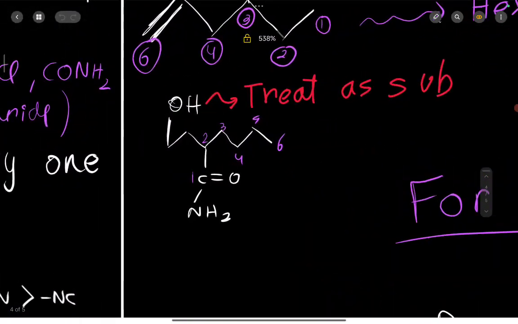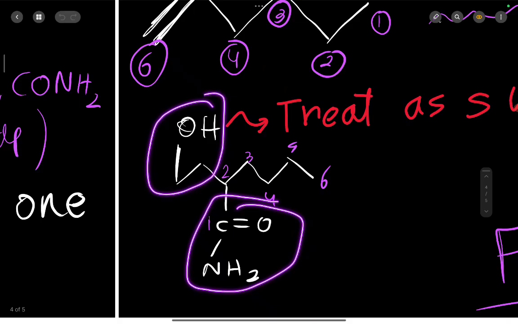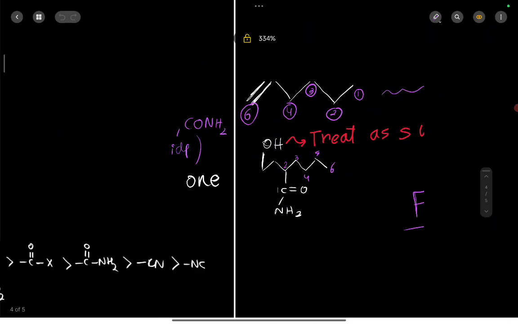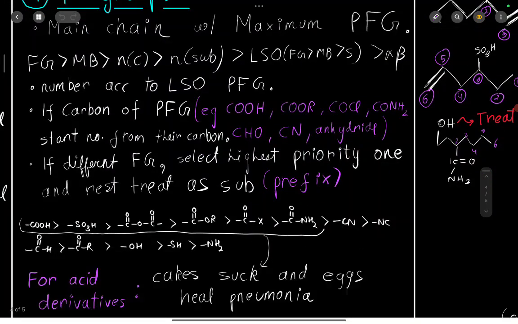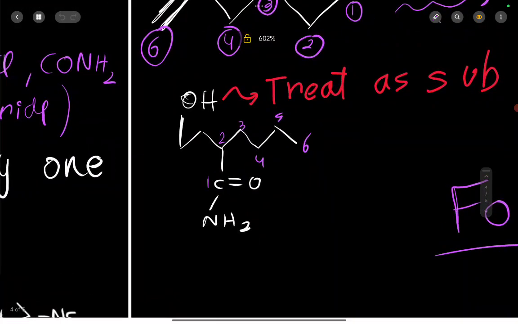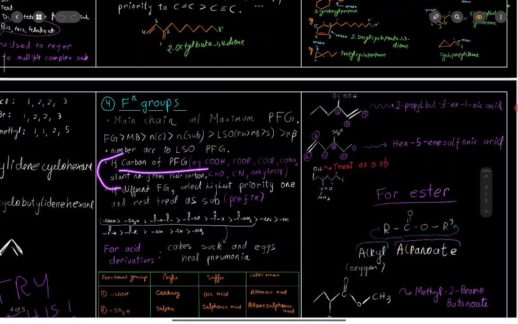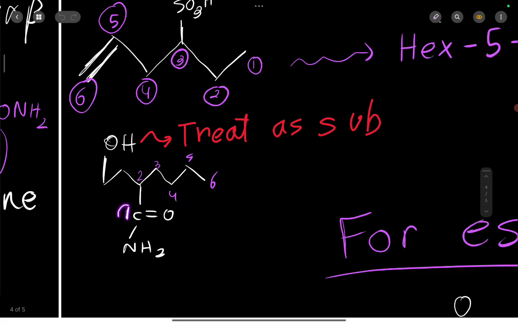Now let's look at this compound, for example. Here we have both an amide group and an alcohol group. So what is the priority? According to our priority order, amide takes priority over alcohol. So amide is our principal functional group. And as we learned via this rule, the carbon of the principal functional group can be made part of the main chain. So we start numbering from here.